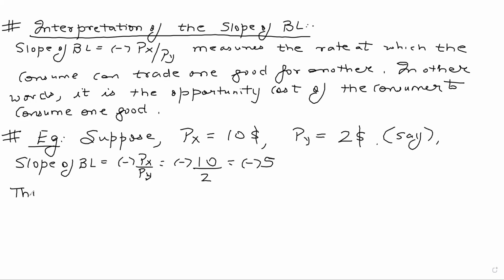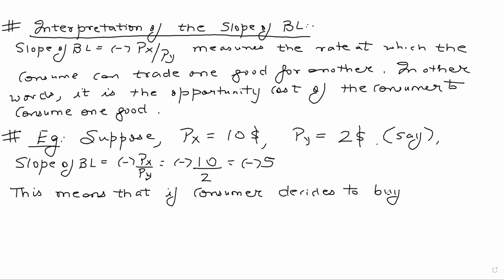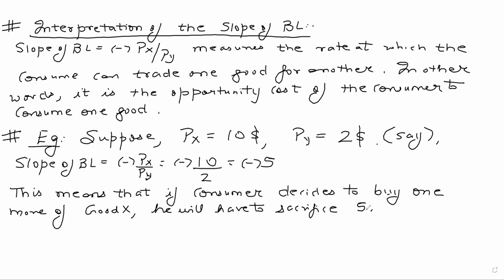So this means that if the consumer decides to buy one more unit of good X, he will have to sacrifice 5 units of good Y given his income.